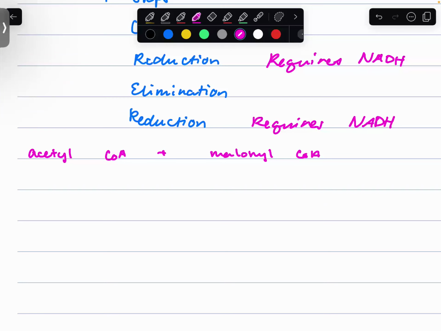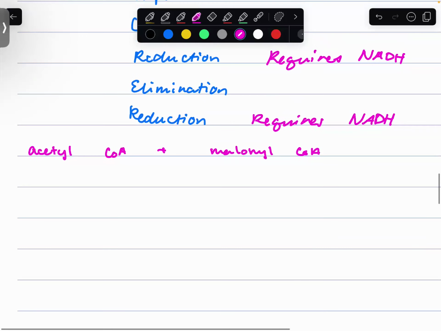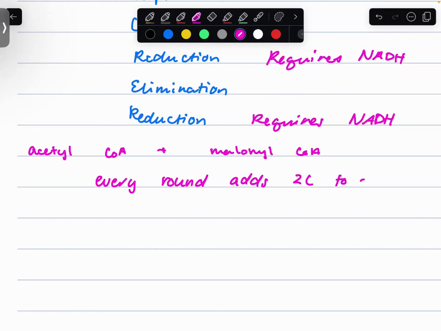So you add 2 carbons with every round, except the first round, which is 4, because you added 2 to 2. So every round adds 2 carbons to your chain. It generates 1 CO2 and it uses 2 NADH.